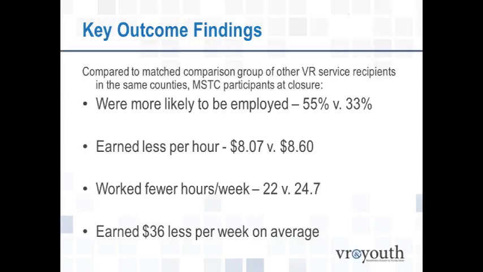And they also worked a couple of fewer hours, 22 hours versus 24.7. Now, these are the average number of hours, which are typical of youth of this age group. So that means they earned about $36 less per week on average at the time of closure. So significantly more were working. They earned slightly less. What that means is kind of open to interpretation, but I'll discuss that a little bit before we finish here.